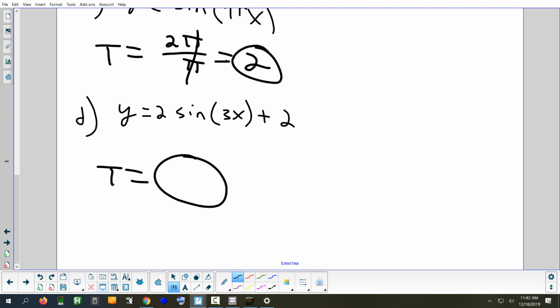What would be the period of 2 sine 3x plus 3? Chris? I like the 2 pi, but it would be 2 pi over 3. Okay, those other numbers are just there because they're other things. That's an amplitude change. Has nothing to do with this question. That plus 3 at the end is a vertical shift. Has nothing to do with this question.